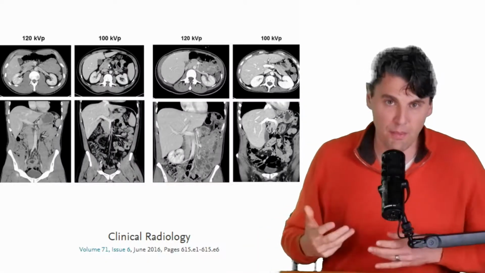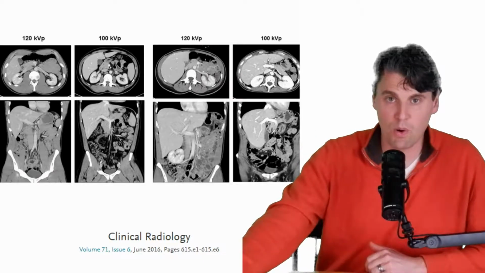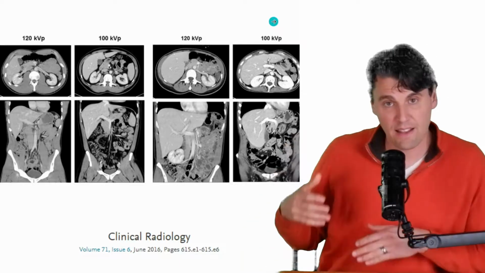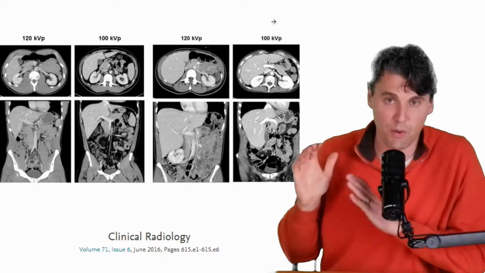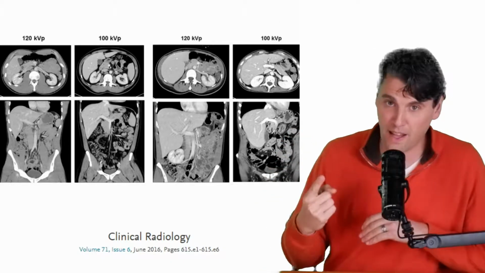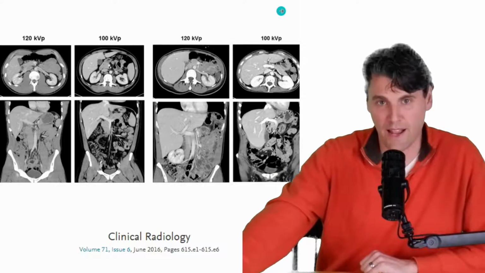Here's some example images that show that. You can see the 120 kVp on the left here, and then the 100 kVp on the right. The contrast is greater in the case of the 100 kVp because of this fact, because of the photoelectric effect and how it really increases for the lower energies.